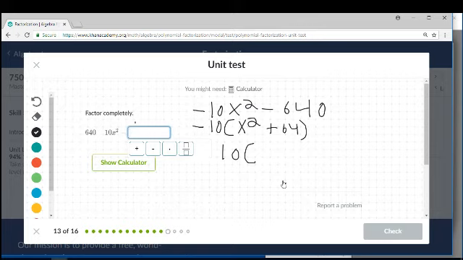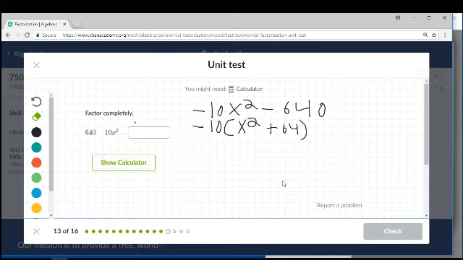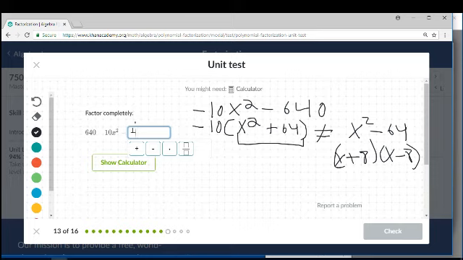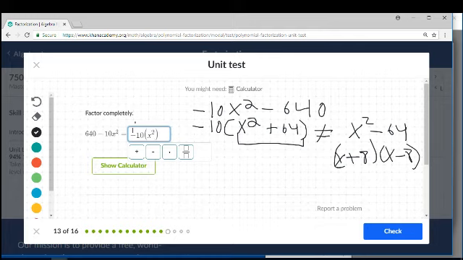Now this is tricky because x squared plus 64 is not the same thing as x squared minus 64. And so here I think you cannot factor this any further. Now x squared minus 64 could be x plus 8 and x minus 8. But here, x squared plus 64, you can't do anything with it. So I'd write this just as negative 10 times x squared plus 64.